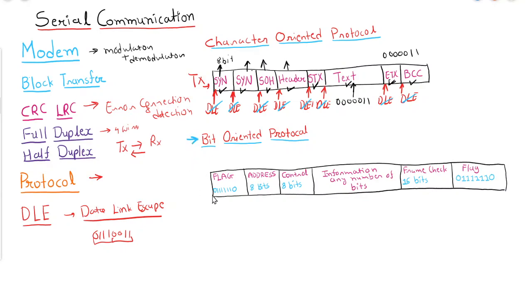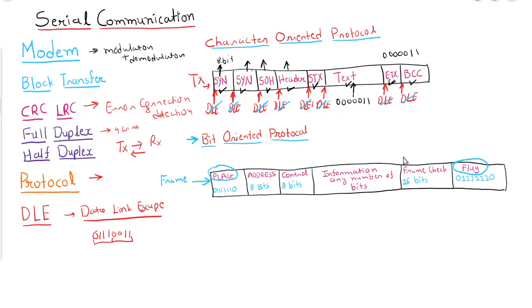In the bit oriented protocol, there will be flag, address, control, information with any number of bits, which was limited in the character oriented protocol, then frame check and flag. Now how does this bit oriented protocol work? As we have discussed, we have a flag at the starting of the frame and the ending of the frame. So this is known as a frame. The receiver will detect one end to another end by using the flag, which represents the starting and ending of the frame.